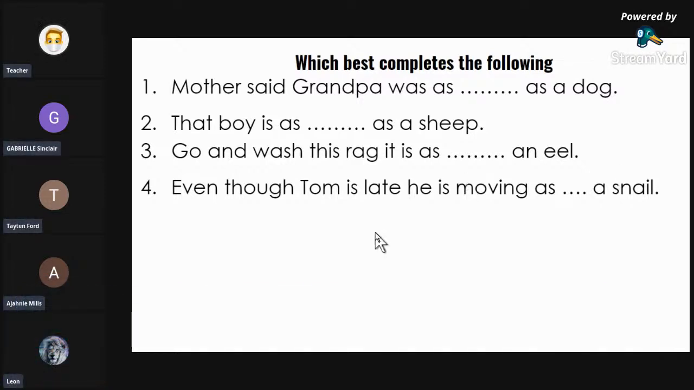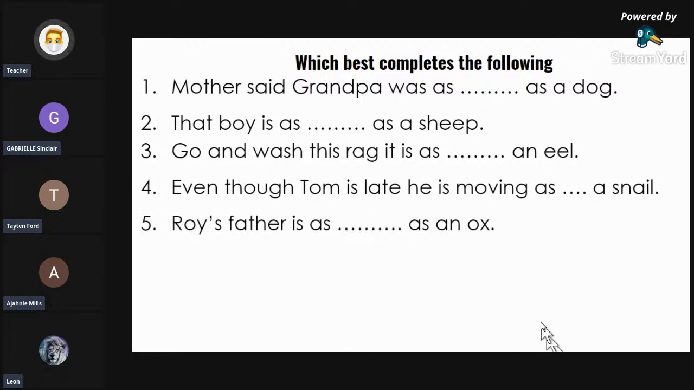Let's go with the next one. Somebody from the panel, let me pick a name now. Let's see who is here. Ajani. Let's try this one. Number 5 for you. Yes, sir. Roy's father is as dash as an ox. What's your thinking on this one? I don't even know what an ox is. What's an ox? An ox is a type of cow, kind of. Some bovine. All right, fine.